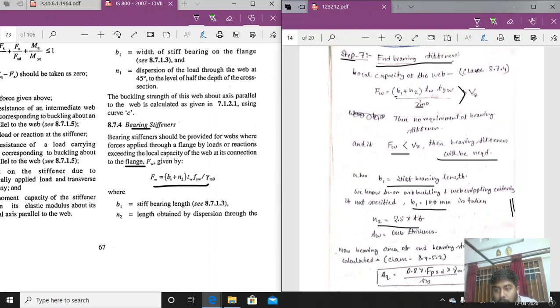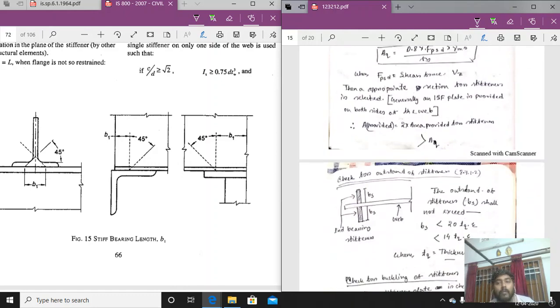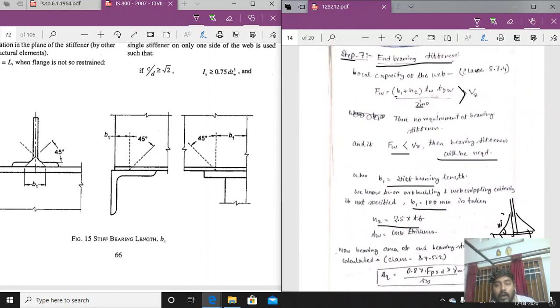If you can remember, I have told you, if this is the web, this is the flange. For that, in the picture it is also said here, if this is the web and the flange, there will be a 45-degree dispersion value here. So for that, the value has to be taken. From here the value of 2.5 into the thickness of the flange is coming to that criteria.